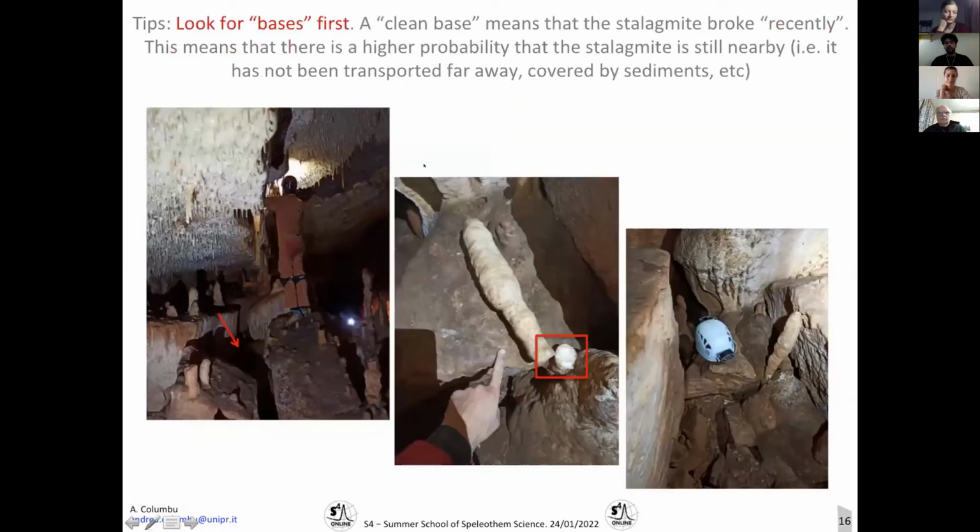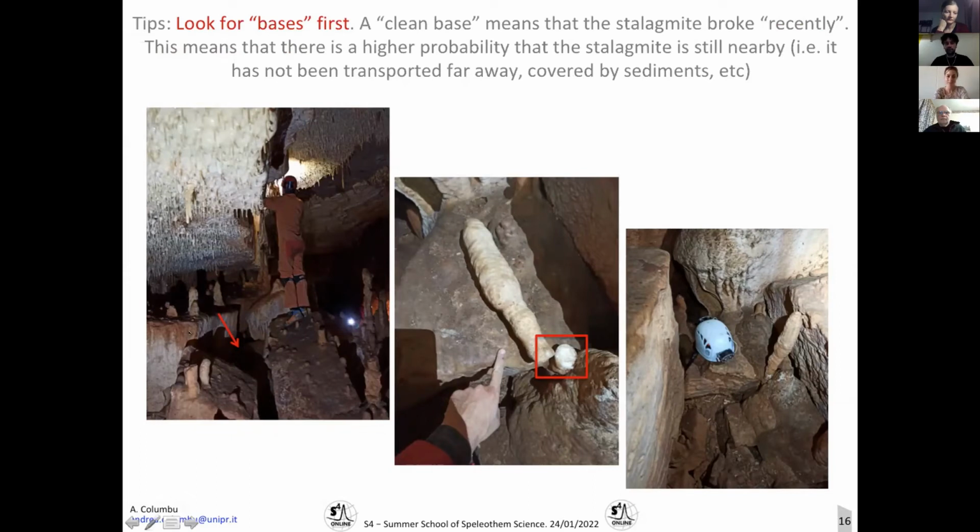At the same time, something that I really do when I go looking for speleothems is, as you can see in the central picture, first look for the base and then look for the relative stalagmite. And I target clean bases, because to me, a clean base means that it is not covered by mud, not covered by sediments. To me, it means that it broke recently. So it means that there is a higher probability that the stalagmite is still nearby somehow.